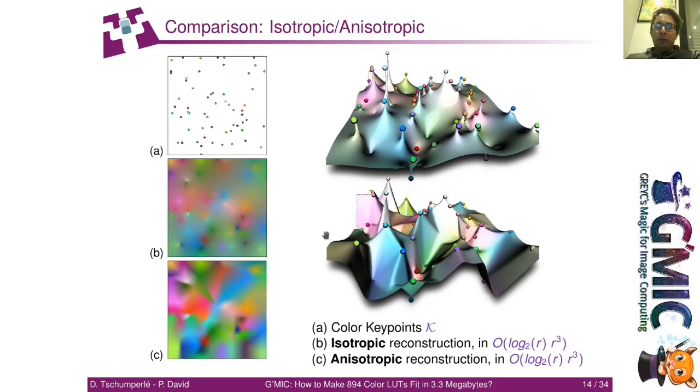Here is why. This is the kind of function that can be reconstructed using an isotropic approach from a set of key points, here in 2D to simplify the visualization. Compare it to what we are able to reconstruct with an anisotropic approach, illustrated at the bottom. For both cases, you can also see the 3D profiles of the reconstructed functions, in order to see what kind of 3D structures both approaches are able to reconstruct. Clearly, the anisotropic version of the diffusion looks more appropriate, dealing with more complex color variations such as the ones we actually find in color LUTs.